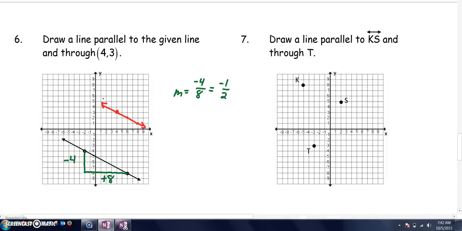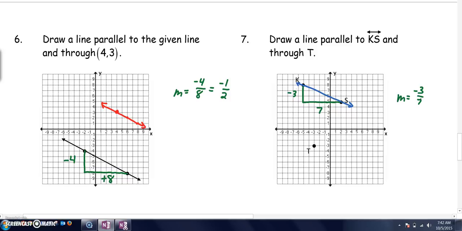Number 7, draw a line parallel to KS through point T. So we want to find a line that is parallel to KS. Here's my KS line, so I'm going to use that line to find my slope. So in this case, I go down 1, 2, 3. I go over 1, 2, 3, 4, 5, 6, 7. So my slope is -3/7.